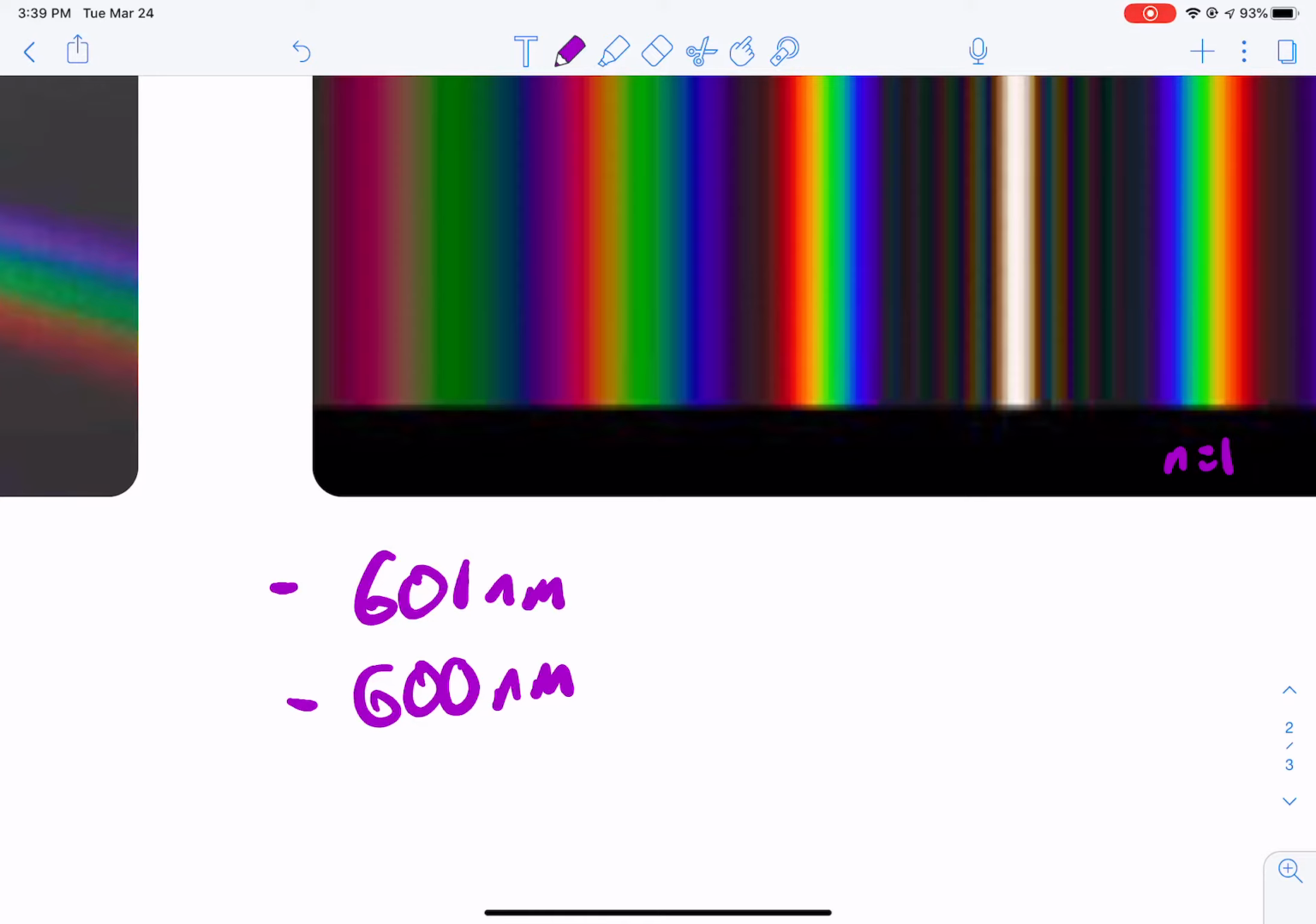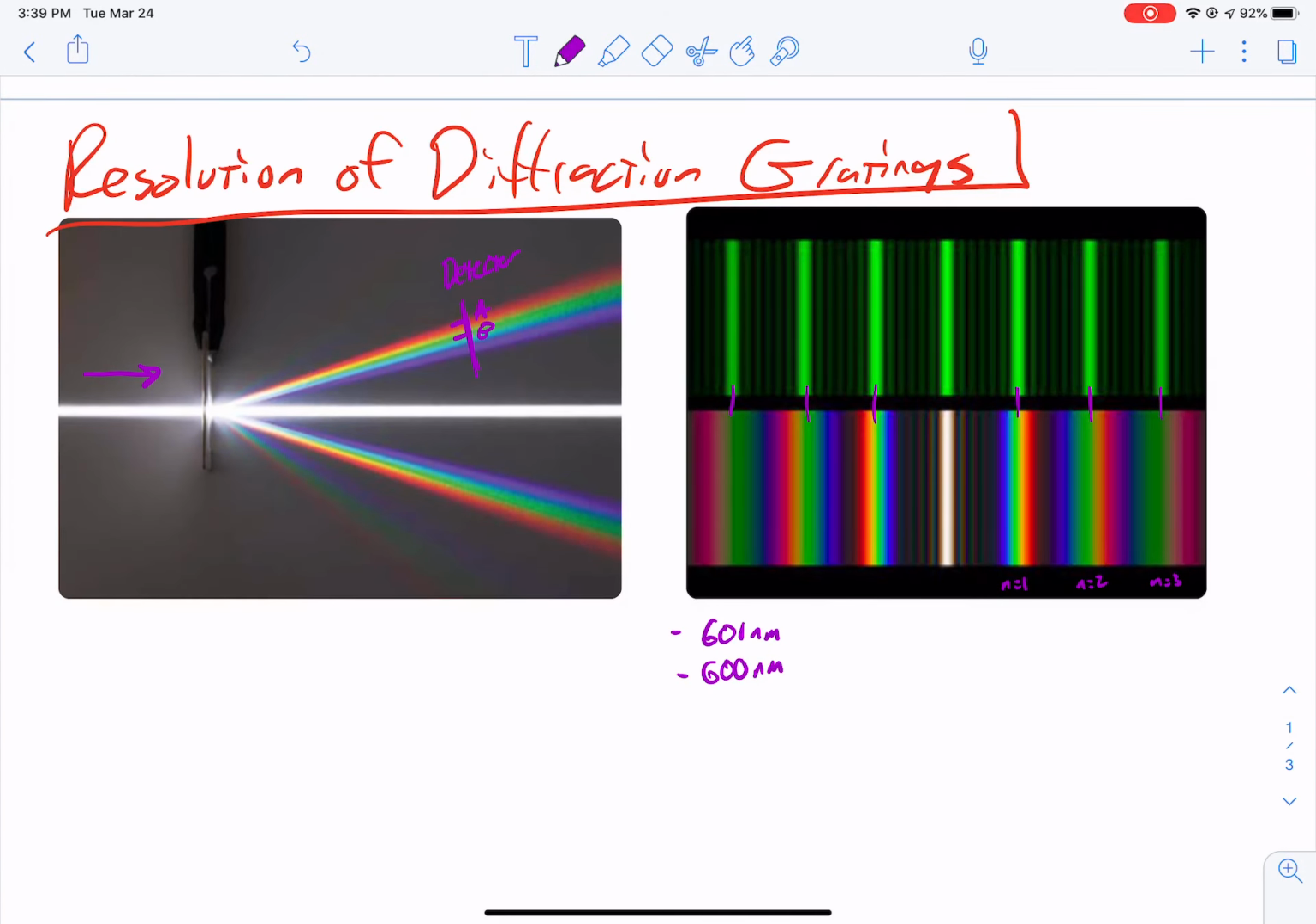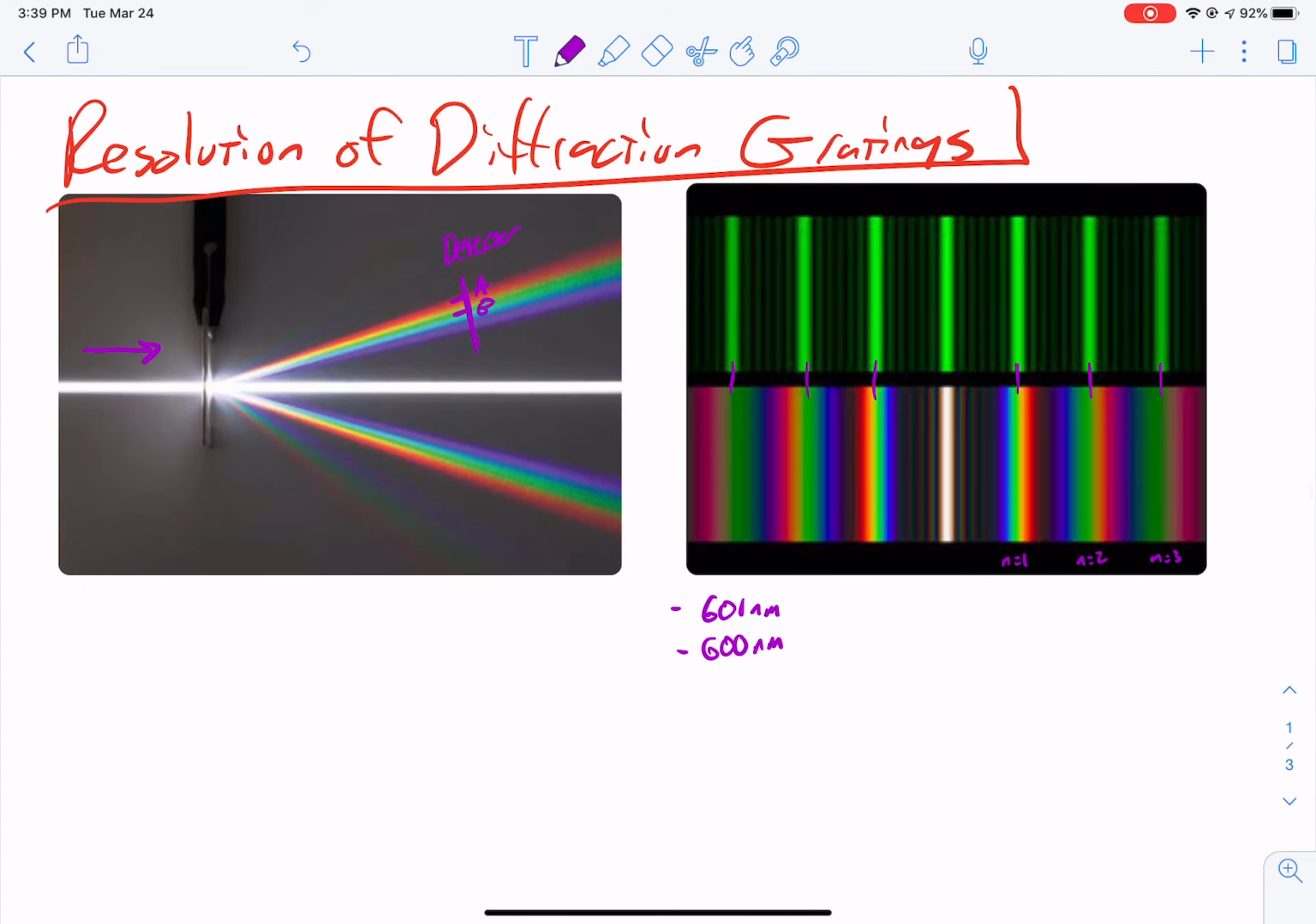And this is sort of what resolution with diffraction gratings is all about. Can I resolve individual wavelengths, not individual objects? So that's sort of the shift we have going on here.